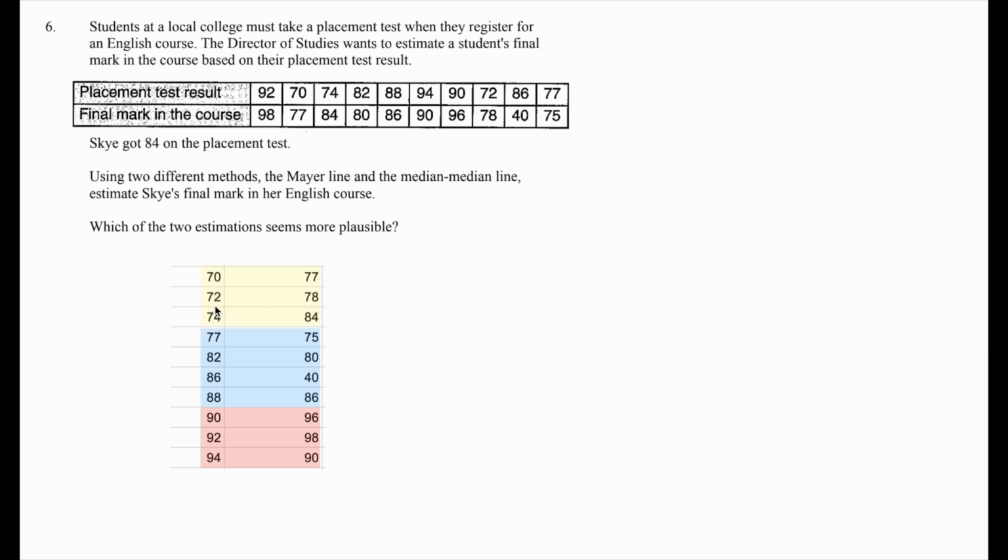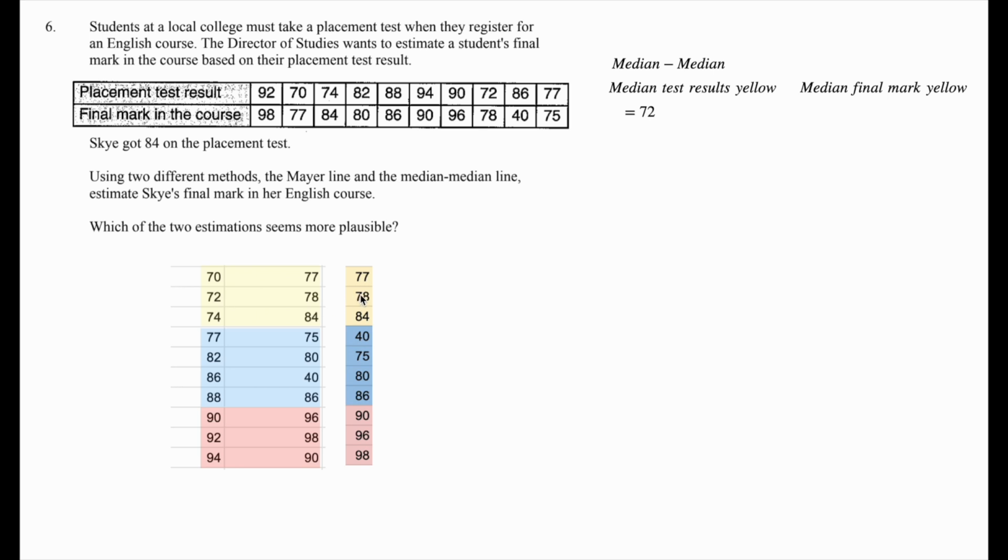I'm going to take the median of the first group. The X's are already in order. 72 is the median. The Y's for the first group are in order, but for the second group and the third group, not so much. I just reordered each group from smallest to biggest, so we get the medians easily. We're looking at the median test results that are in yellow. 72 is the middle of those. Then for the final marks in yellow, 78 is the middle.